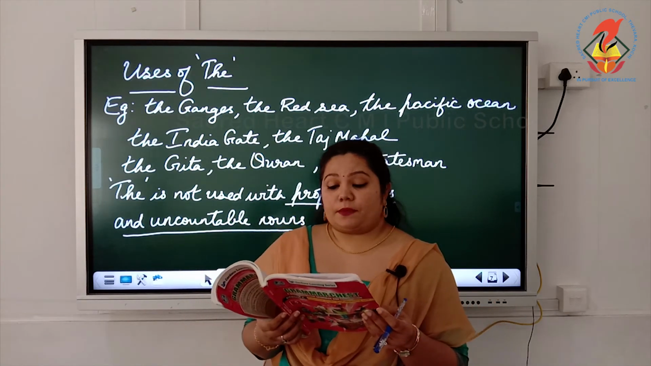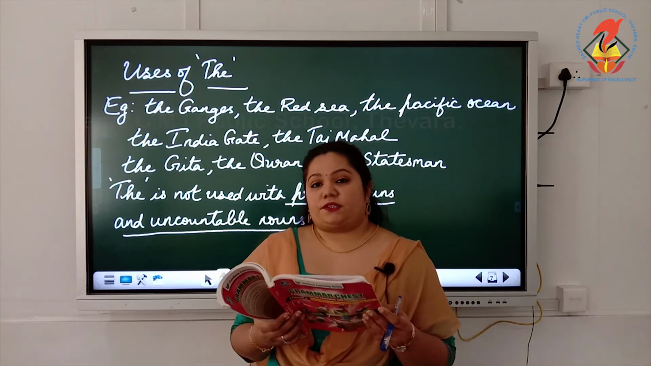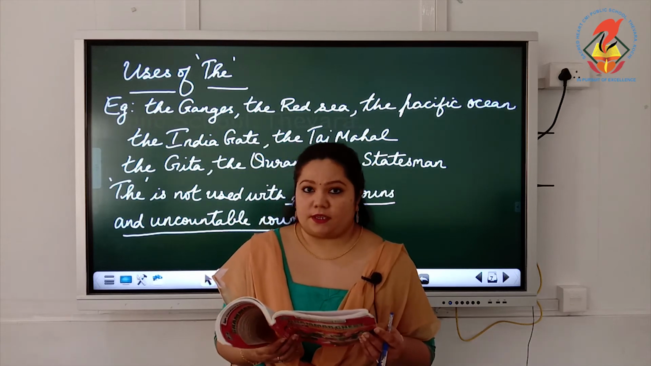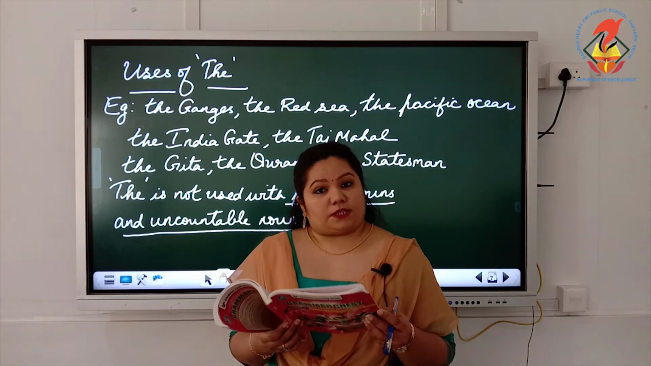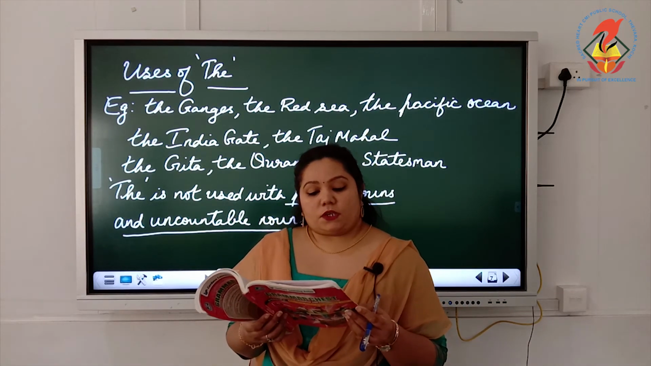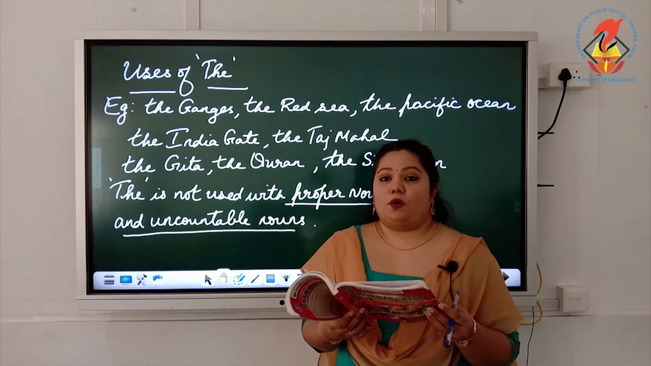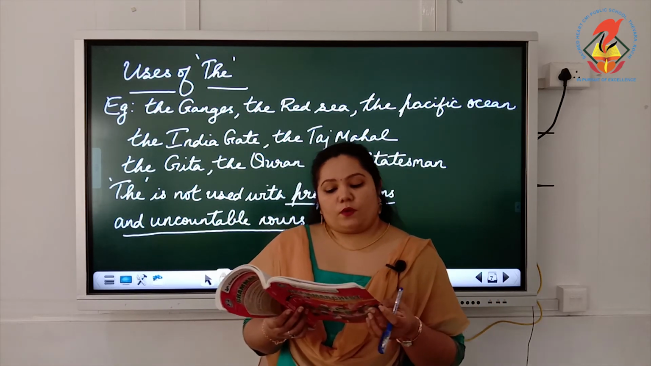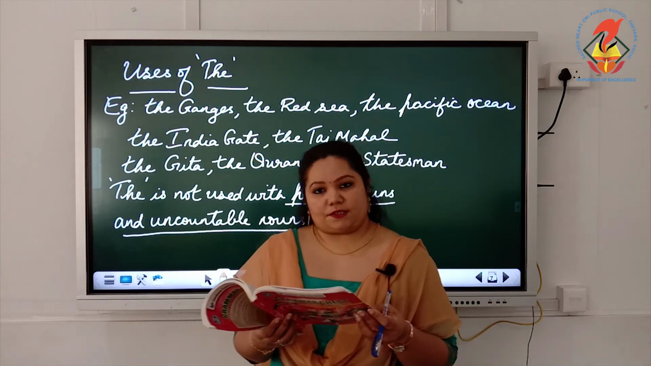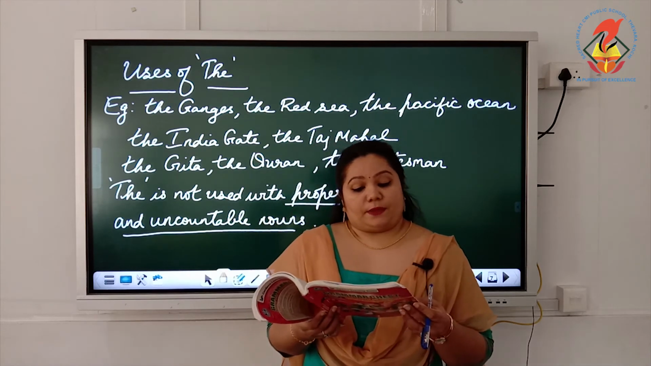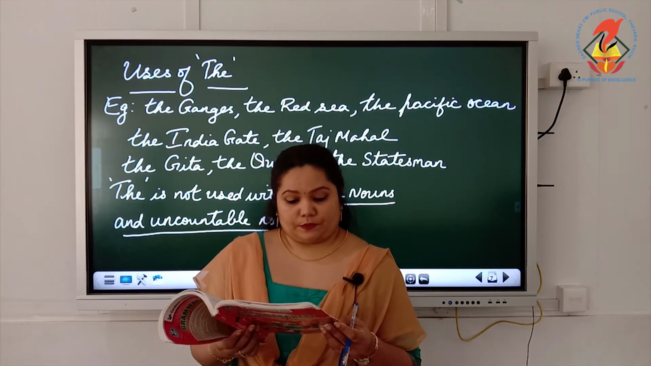Then for names of some countries, the names that contain a common noun. Example, the United States of America and the United Kingdom, because it contains the common nouns states and kingdom. We also use the with superlative degrees. That is the highest peak, the most intelligent student. We use the in such phrases as the first, the last, the next, the only. Example, he is the only son and that was the last time we met.